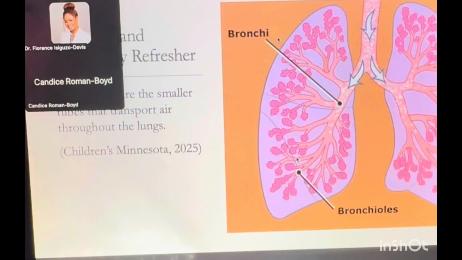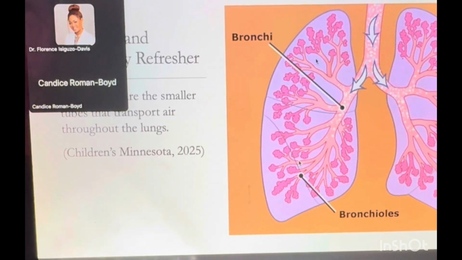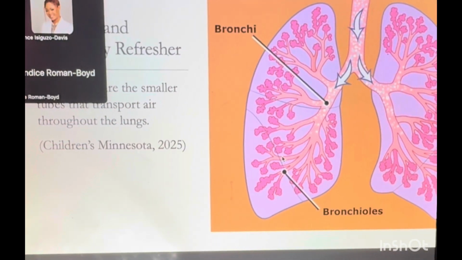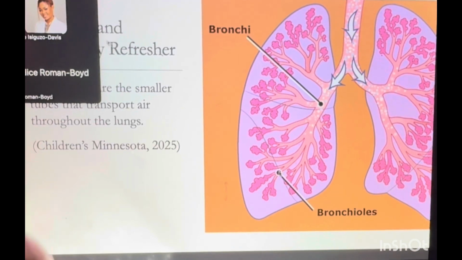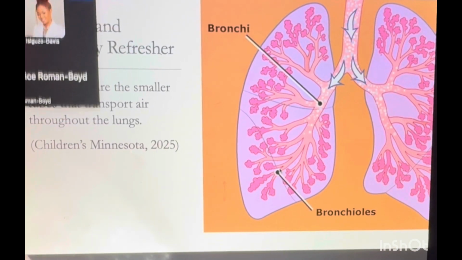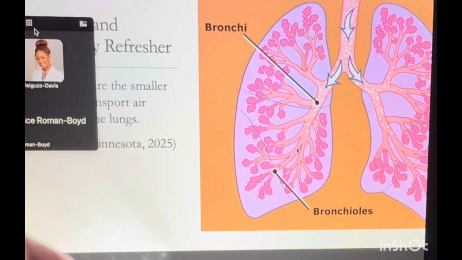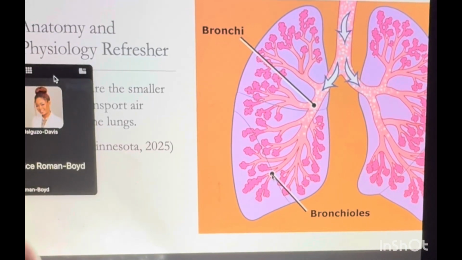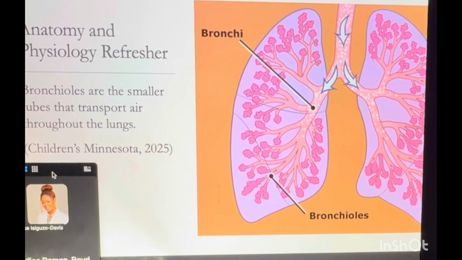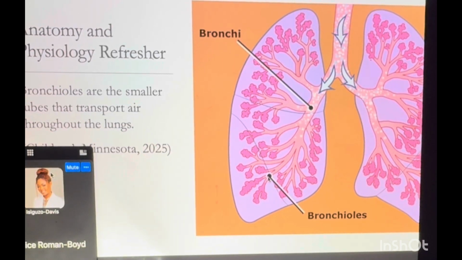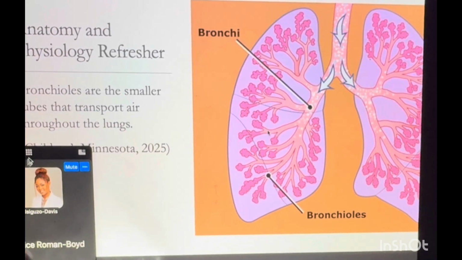Okay. Just a little A&P refresher. These are the lungs. The bronchioles are right here, these little stems, and it's the alveoli. So you can kind of see how they affect the breathing when they're swollen. It's just basically these little tubes here at the bottom that transport air throughout the lungs.